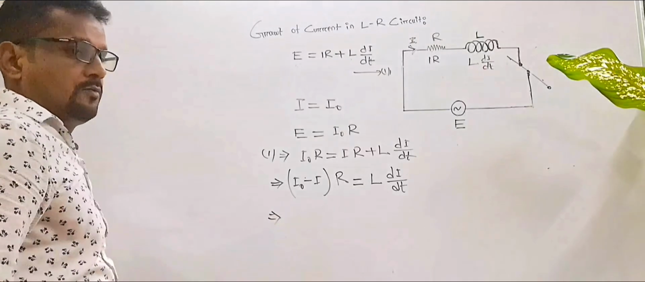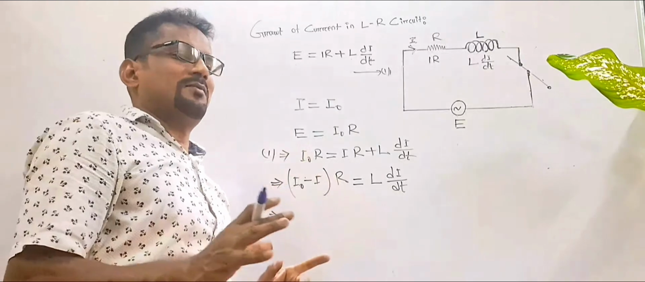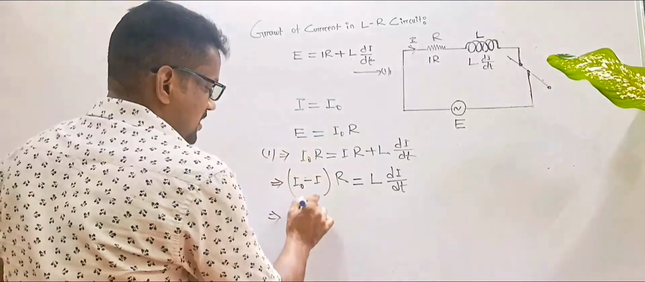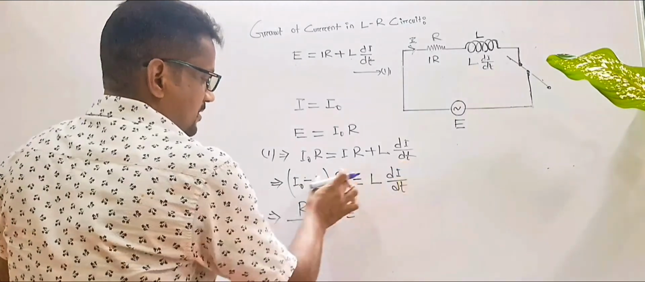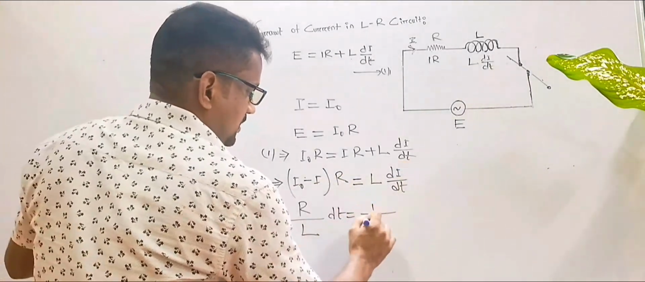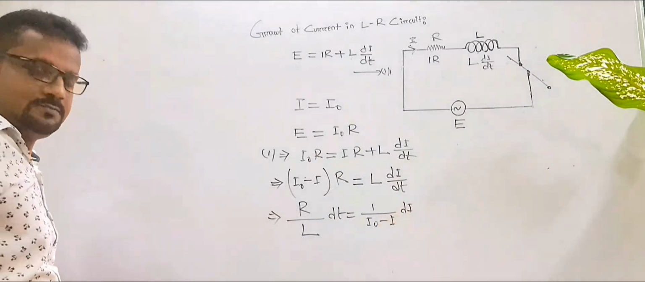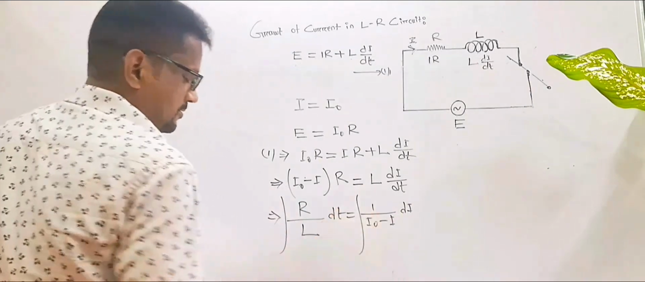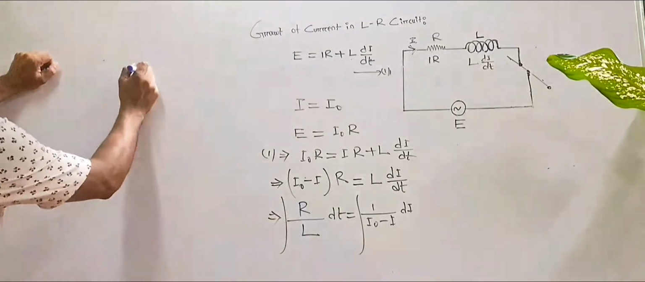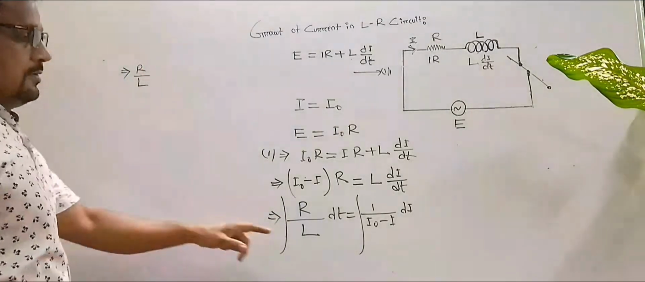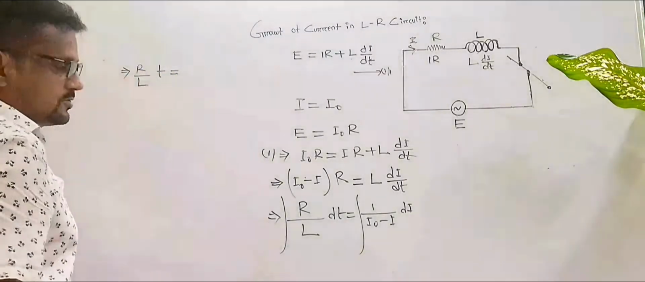Now we are going to apply integration here. That's why we are doing variable separable. So R by L dt on this side, di kept here, and this term on the right side: 1 by I naught minus I, di. Now apply integration. R by L is constant, take it out. Integration of dt is t. So here only t equals.